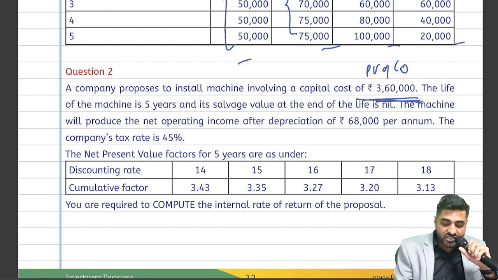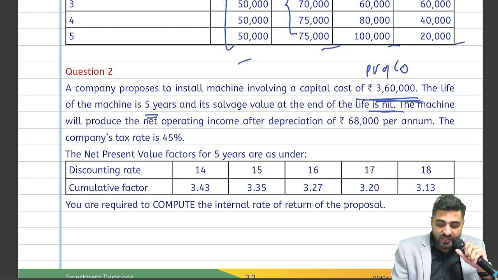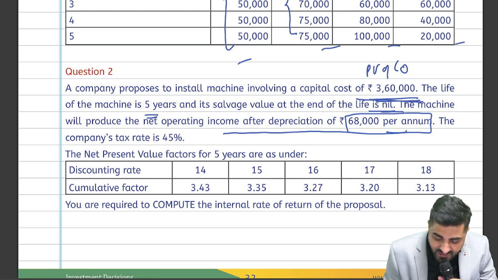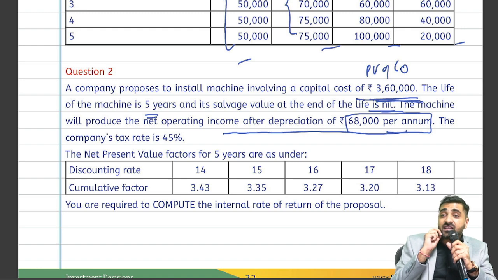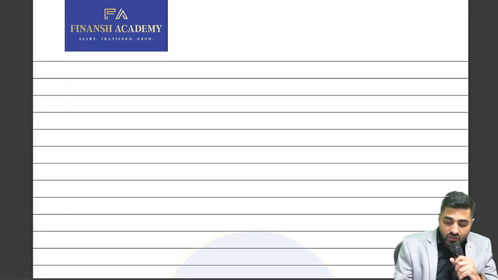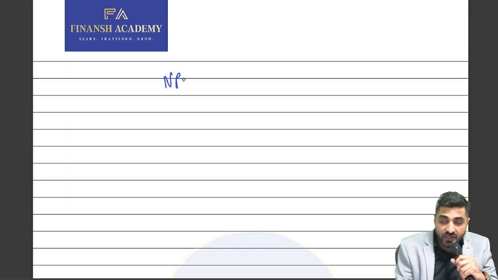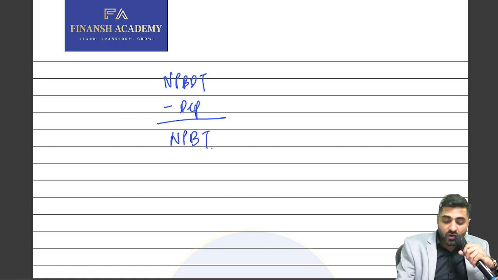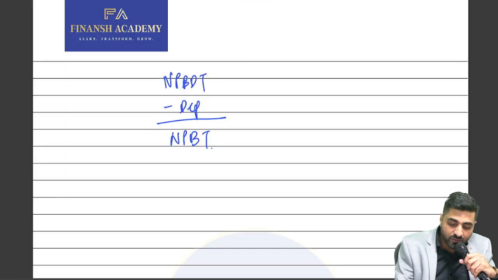What is the life of the machine? What is the salvage value? And the machine will produce a net operating income after depreciation of rupees 68,000. So NPBDT less depreciation means net profit before tax. So what is the net profit before tax which is given to you? 68.